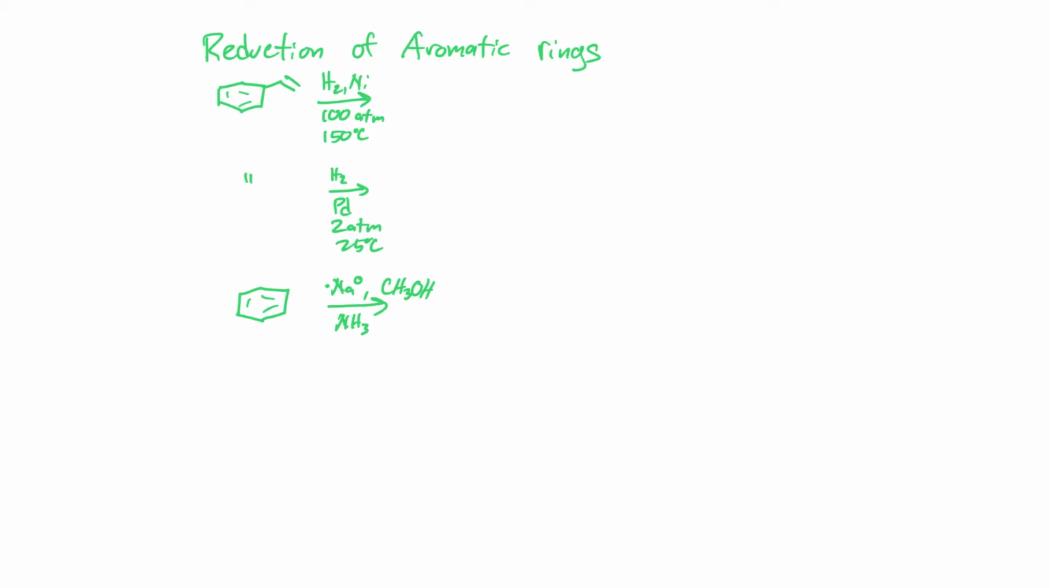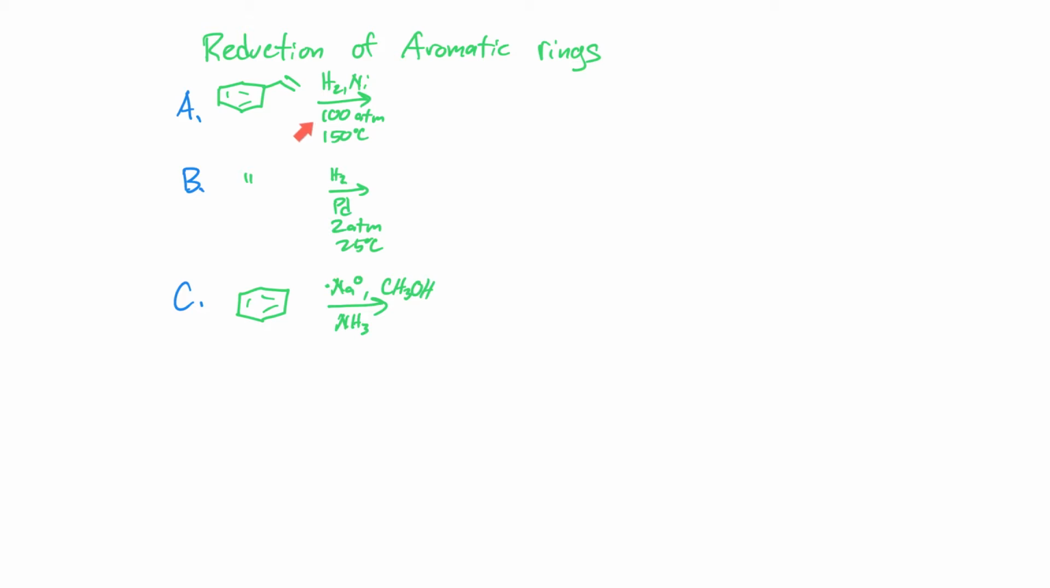The last reaction of aromatic compounds that we want to discuss is the reduction of aromatic rings. So I've set up three reactions here, so let's label them A, B, and C. If we look at reaction A, we're reacting styrene. This is a molecule called styrene. It has a vinyl group or an alkene as a substituent on benzene.